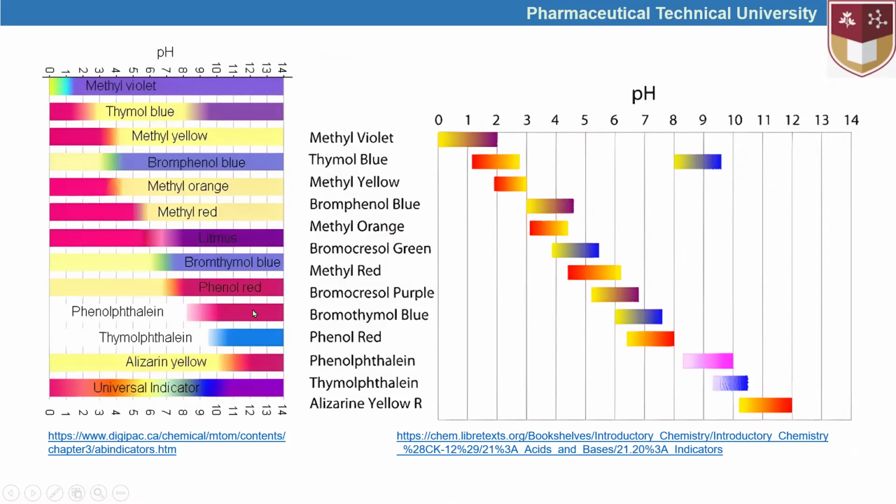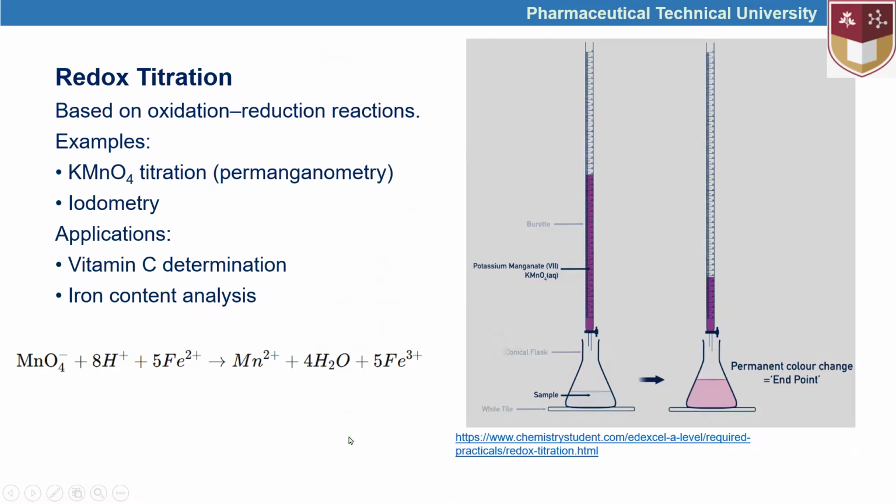And today, mixtures of different indicators are used for these purposes, which is called universal indicator, that is used in laboratory conditions to titrate or just to know the pH value of different solutions. So this is about the indicators that are used in titrations. And this is about redox titration. Redox titration is the second type of titration.